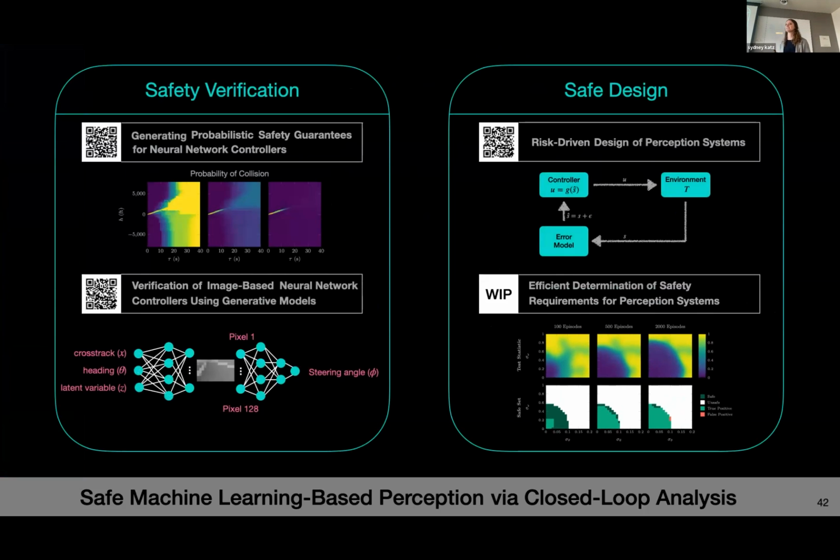Okay, so to summarize, I talked about four contributions today related to safe machine learning-based perception. The first two were related to safety verification, where we had a perception system that we thought was safe, and we wanted to check that it actually did satisfy our intended safety objectives. And then the second half of the talk focused on how we could actually go about designing safe systems in the first place.